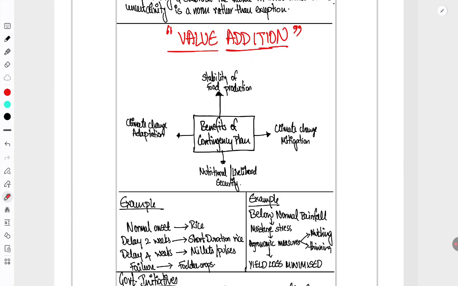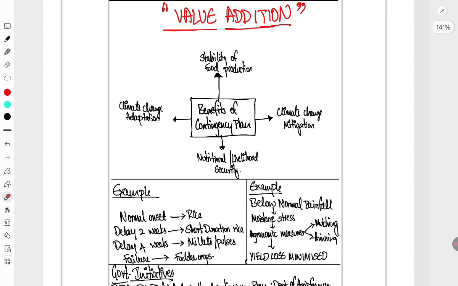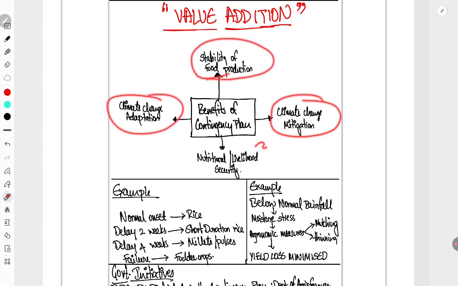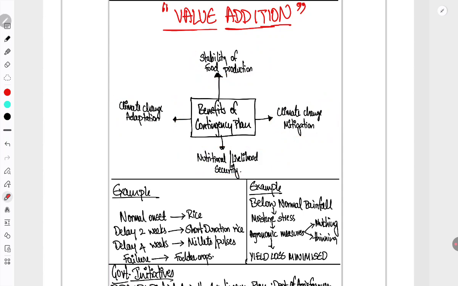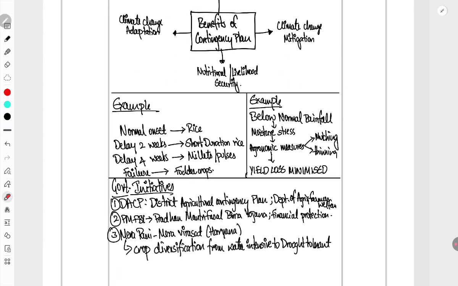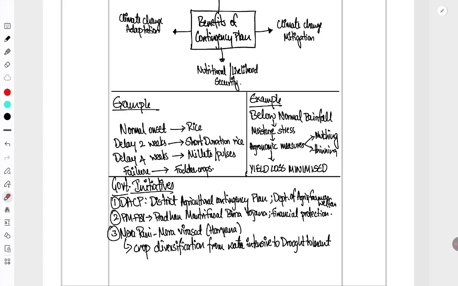I recommend adding at least one simple diagram for the question, like benefits of contingency plan. It will have climate change mitigation, climate change adaptation. It helps in stability of food production, and it helps in maintaining the nutritional and livelihood security. We can add this, or we can connect with real life incidents or real life situations.